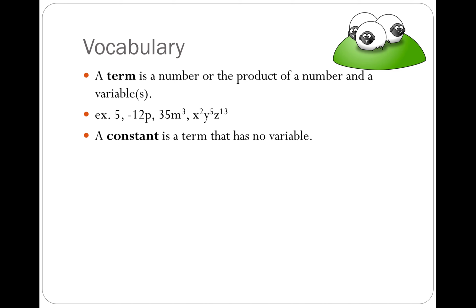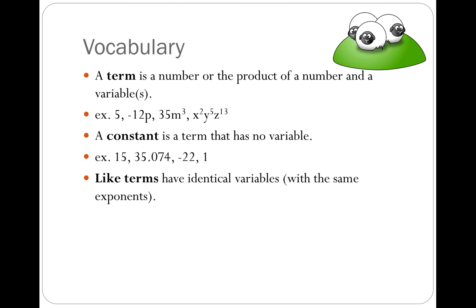A constant is a term that has no variable. It stays constant and doesn't change. 5 will always be 5. Negative 12p, the value of that term is variable. It depends on what p is equal to. If p is 1, negative 12p is negative 12. If p is negative 1 million, then negative 12p would be positive 12 million. So that term has a variable. It's not constant. Whereas 5 will always just be 5.